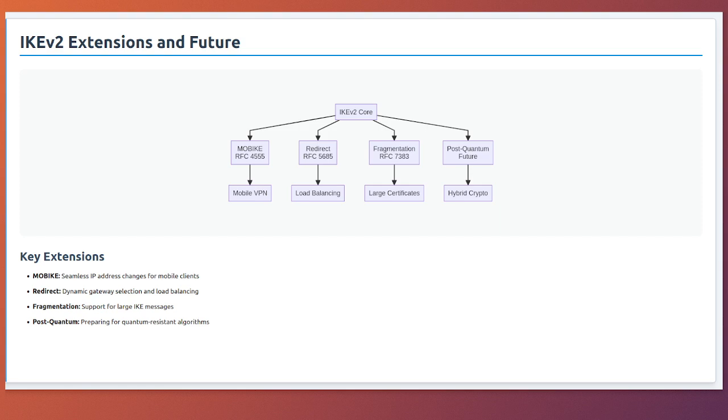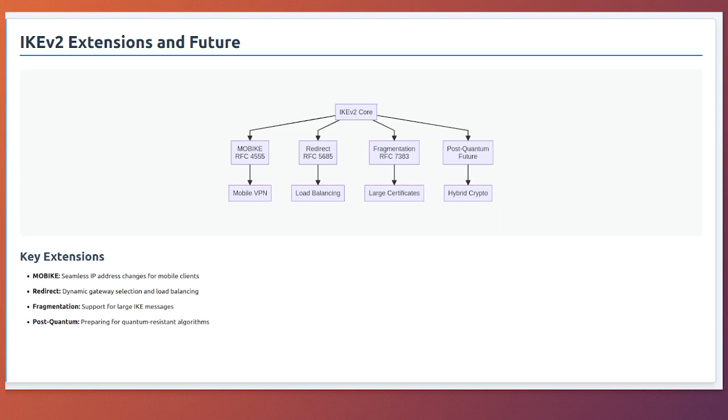MOBIKE, which stands for Mobility and Multihoming, is perhaps the most impactful extension. It allows IKEv2 connections to survive IP address changes seamlessly. This is revolutionary for mobile devices that switch between Wi-Fi and cellular networks. The VPN connection stays active as users move, providing a seamless experience. In my testing, MOBIKE handovers complete in under 2 seconds, often unnoticed by users.